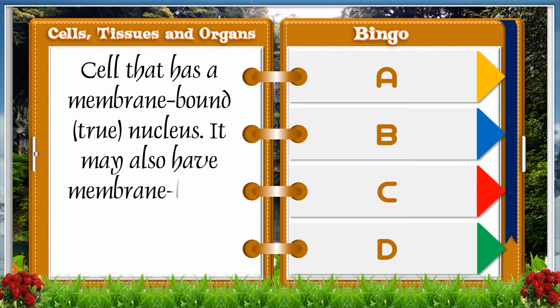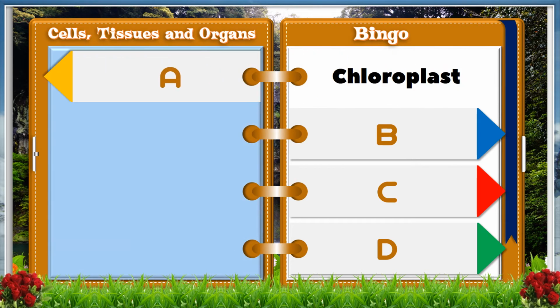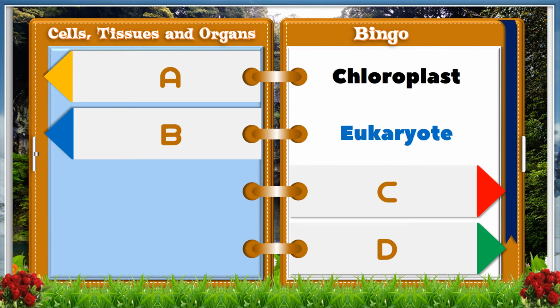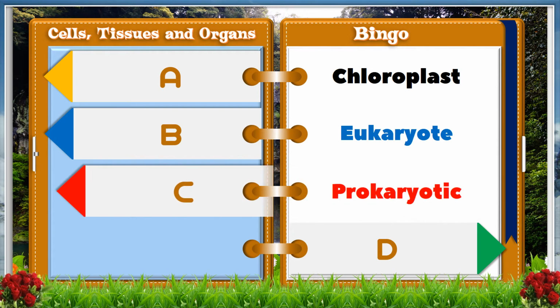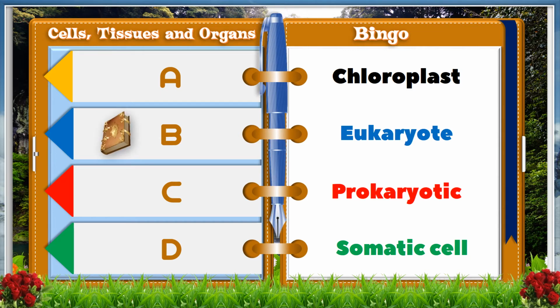Cell that has a membrane-bound nucleus. It may also have membrane-bound mitochondria and/or chloroplasts. A. Chloroplast. B. Eukaryotes. C. Prokaryotes. D. Somatic cell. And the answer is B. Eukaryote.